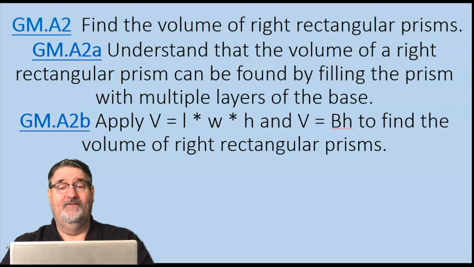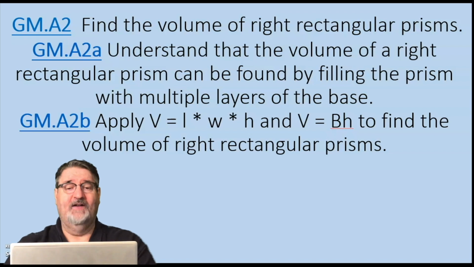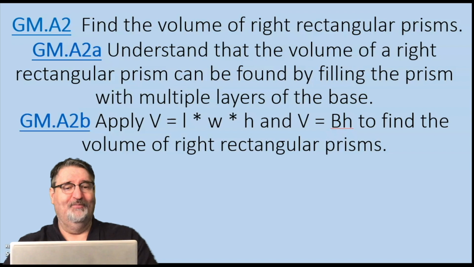GMA2B, apply volume equaling length times width times height and volume equaling B times H, or base times height, to find the volume of right rectangular prisms.